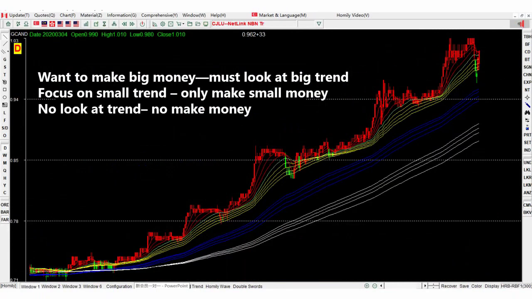Okay, so if we want to make big money, we must look at the big trend. We must check the white line and the blue line, how they move. If the white line and the blue line all turn up, the mid-long term is rising.